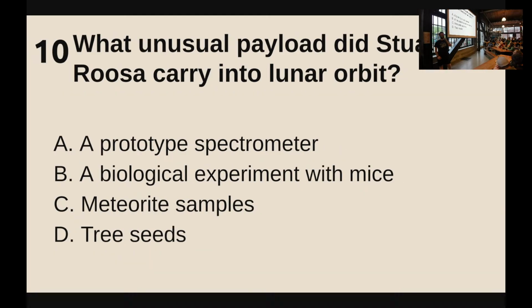And question 10. What unusual payload did Stuart Roosa carry into lunar orbit? Is it A, a prototype spectrometer, B, a biological experiment with mice, C, meteorite samples, or D, tree seeds?